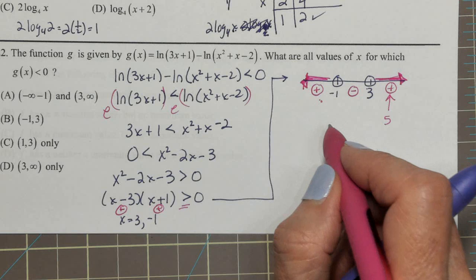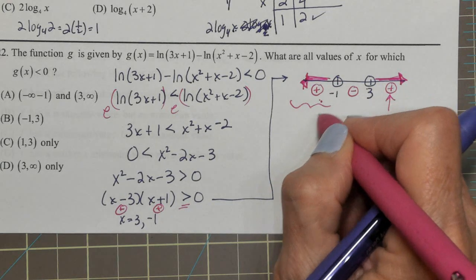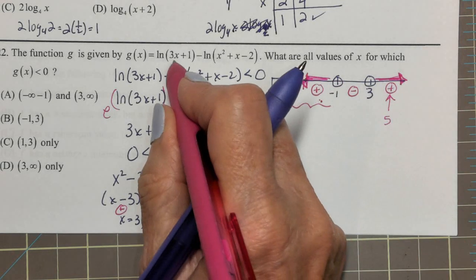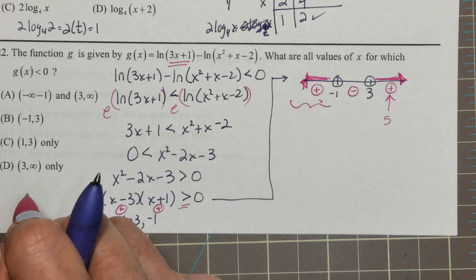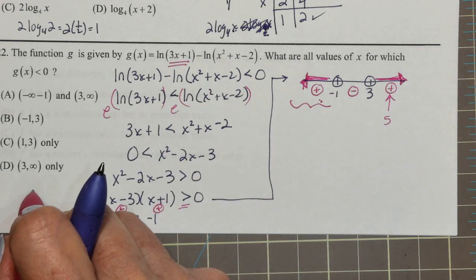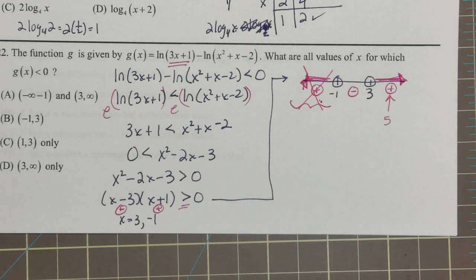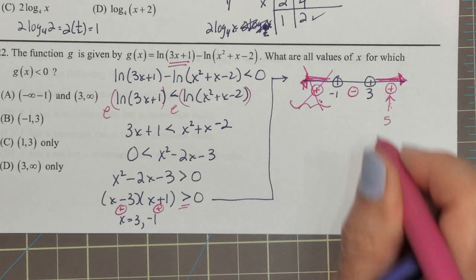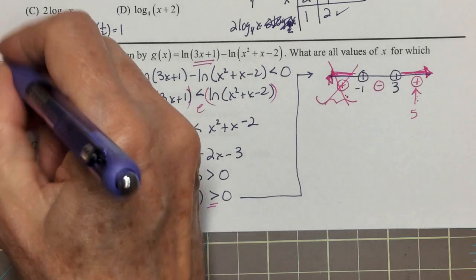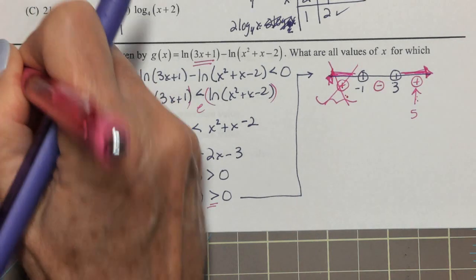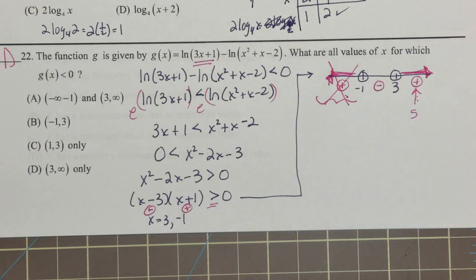But what would these values, if we have large negative values, what's that going to do to this guy right there? It will make it have a negative log. Can't have that. We can't have anything less than negative 1/3. So we only keep the 3 to infinity. Ooh, that was a tricky one. Very tricky one.